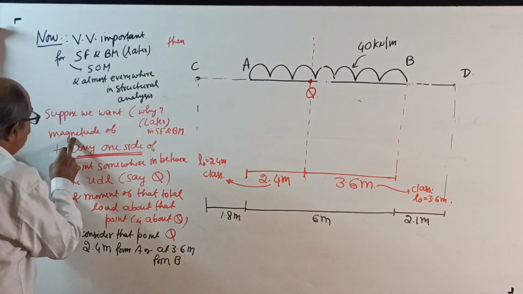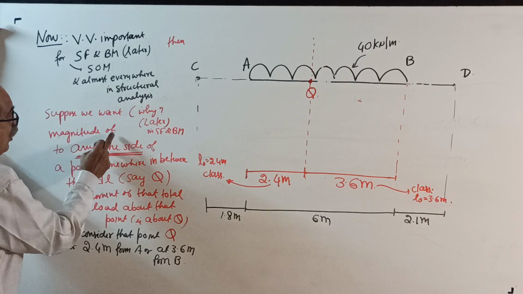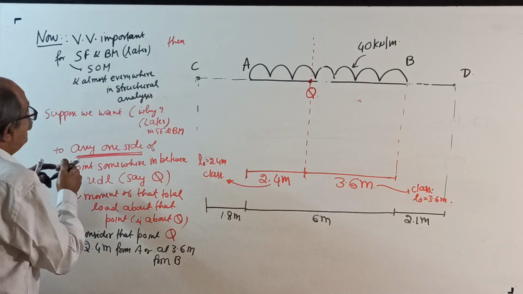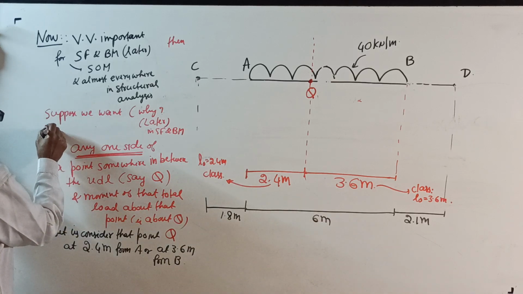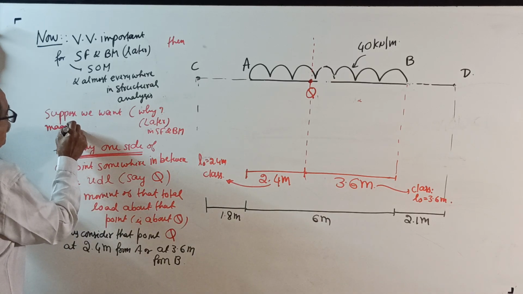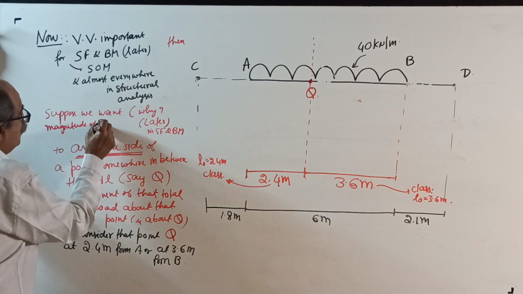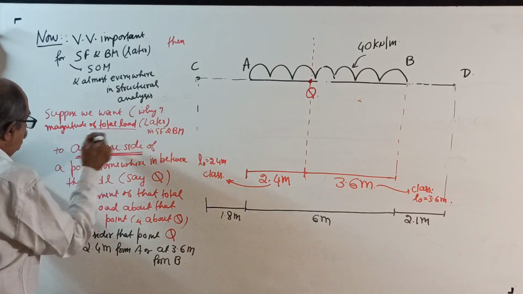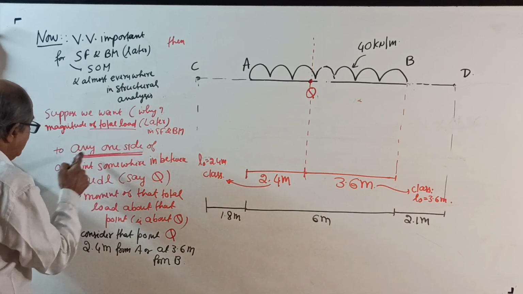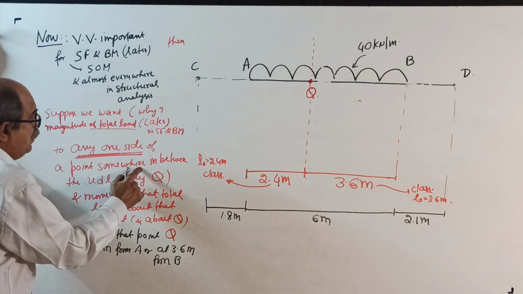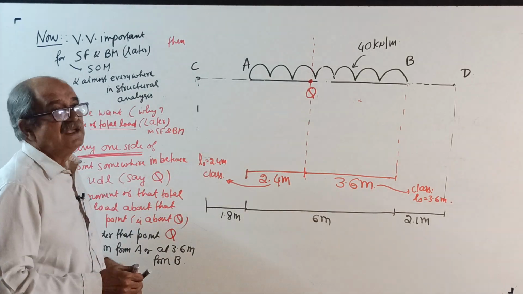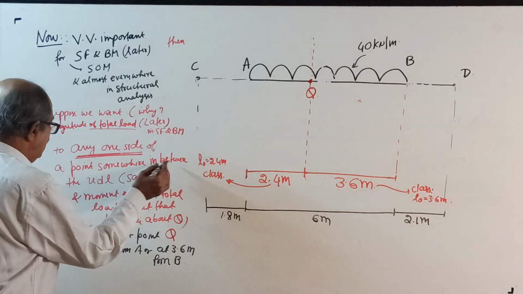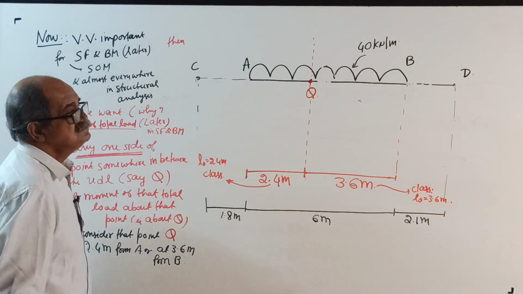Suppose we want the magnitude of, I forgot here, magnitude of total load, I forgot to write that one. Magnitude of total load to any one side of a point somewhere in between the UDL. Somewhere in between in the UDL portion. You can write here, somewhere in between the UDL portion.